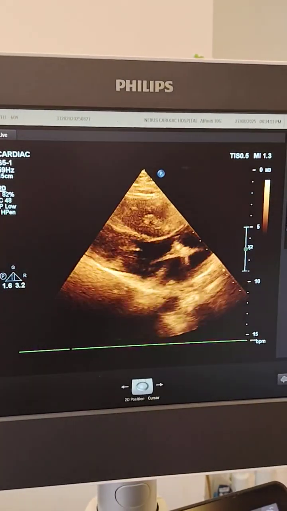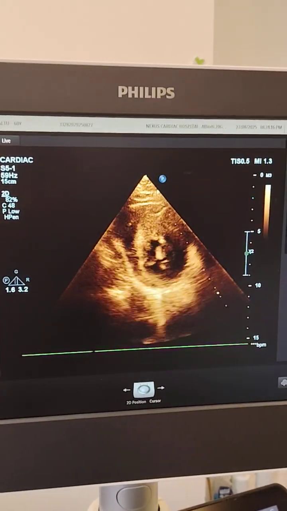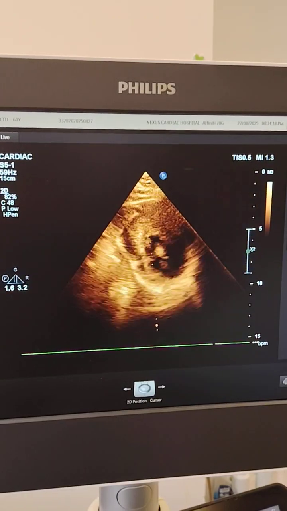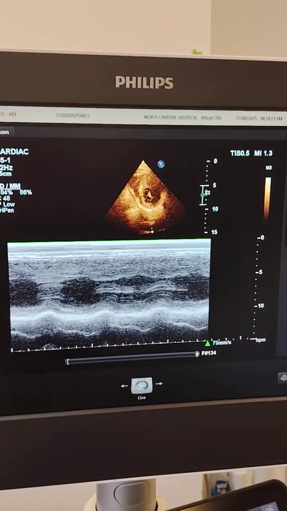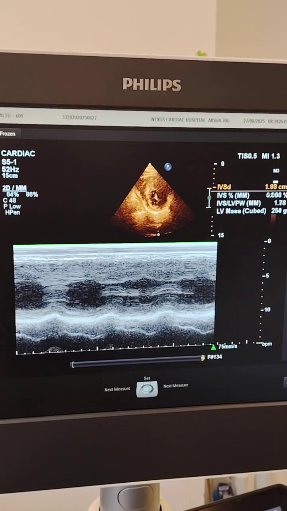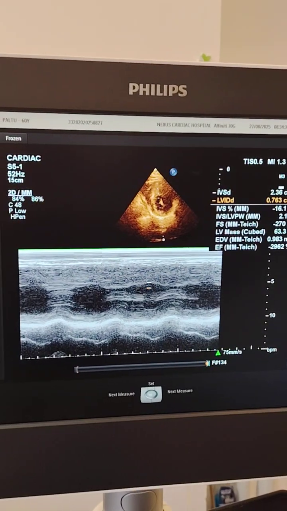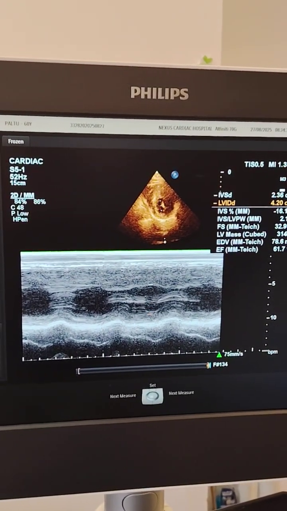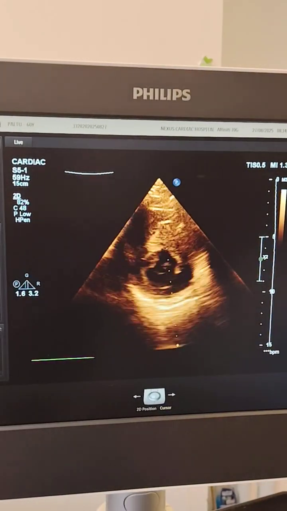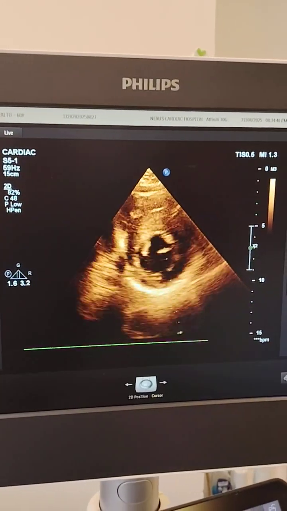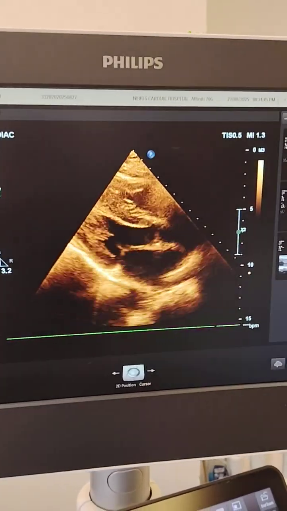but the posterior wall is not too much thickened. If you compare the posterior wall and interventricular septum, the septum is around 23, 24, something like that, but the posterior inferior wall is only 11. Patient is normotensive, non-diabetic. So it's a genetic hypertrophic cardiomyopathy, non-obstructive variant.